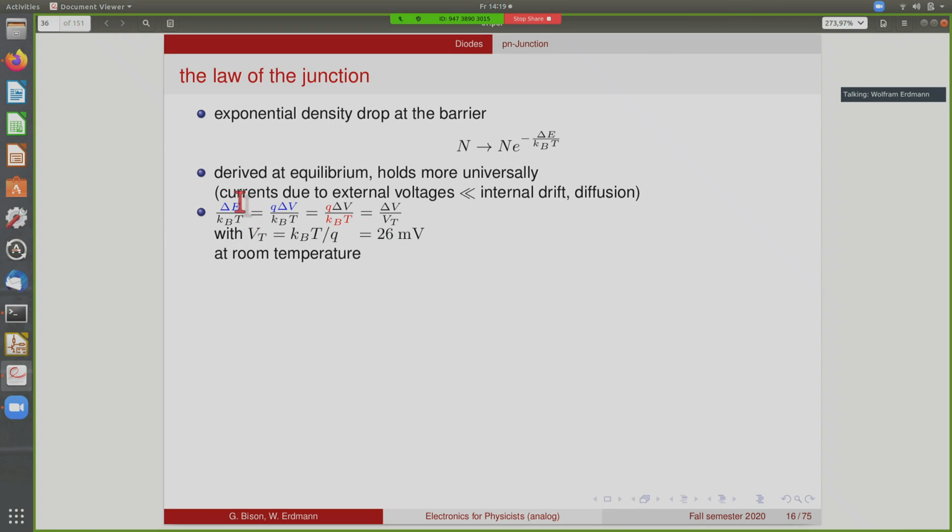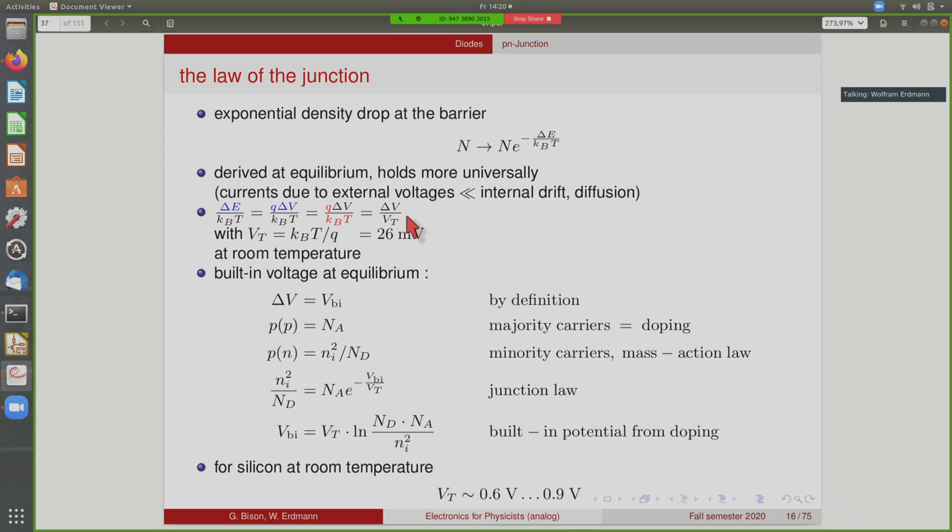So the exponent here was this term, the energy difference divided by the Boltzmann constant times T, the temperature. And because we have charged particles, of course, the energy difference is the charge multiplied by the voltage difference. And then we have this combination of numbers here, q divided by k Boltzmann and T, or the inverse of that actually, is then again a voltage, and it's called the thermal voltage. If you put in the numbers for room temperature, this comes out to be roughly 26 millivolts. So the exponent will from now on most of the time be written as the voltage difference divided by the thermal voltage.